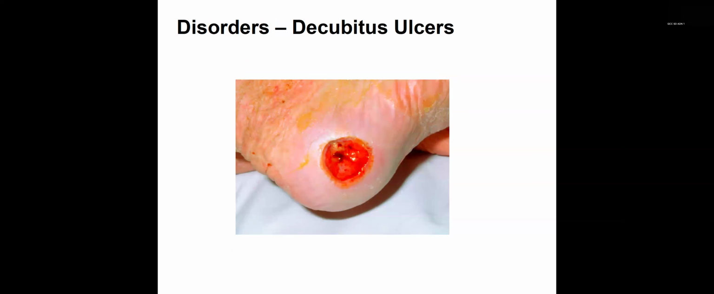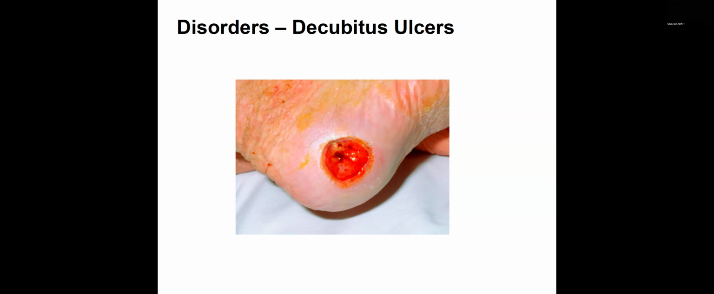Decubitus ulcers, or pressure sores, or bed sores, are serious complications, often affecting bedridden or immobile patients. They develop due to constant pressure between body projections, such as the heel or lower spine, and surfaces like beds. This pressure reduces the blood flow to the area, leading to tissue damage and eventual ulceration.